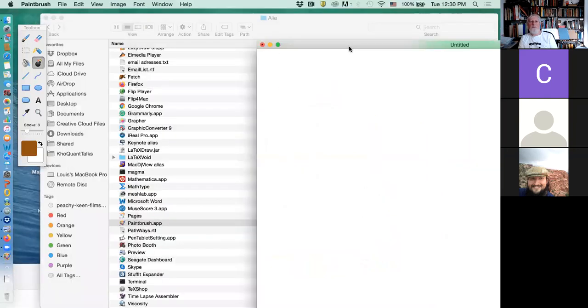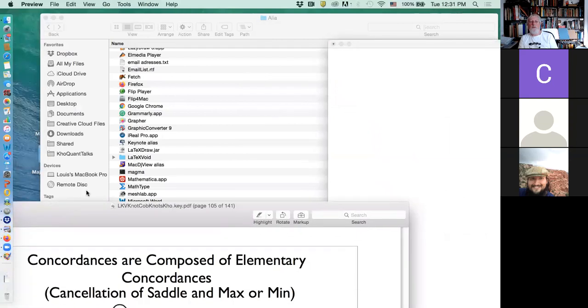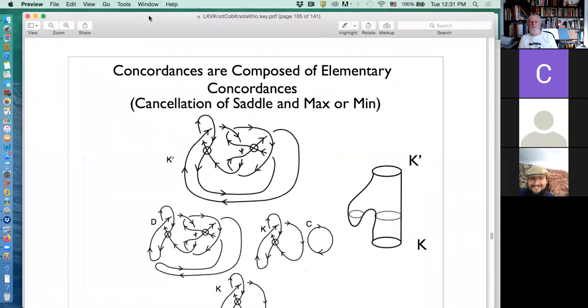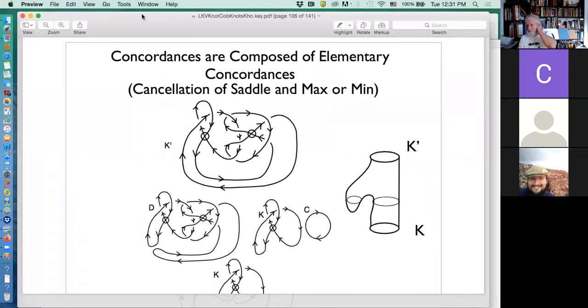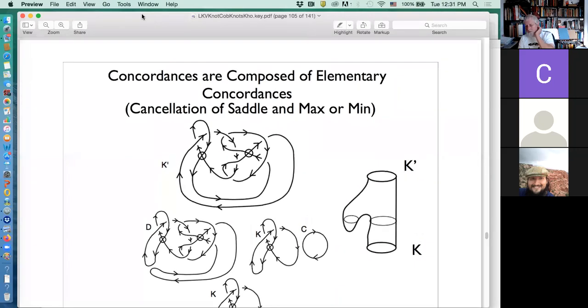Let's go back to work. We want to see what happens to this invariant, this index invariant, under concordance. So if you have a concordance, then essentially it's composed of little elementary bits that are like this, where you go through a saddle point, and then somebody gets unhooked and dies away, or vice versa. Somebody is born and gets hooked into the link by a saddle point.